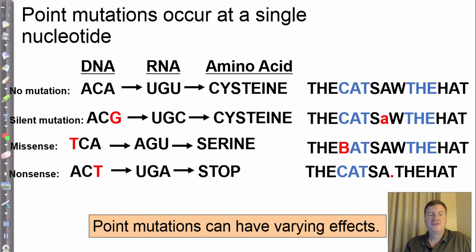Let's say this is our sequence. ACA is going to be transcribed to UGU, and then it's going to be translated to the amino acid cysteine. Maybe it helps if you see this: The cat saw the hat. Notice how I have these three-letter words.